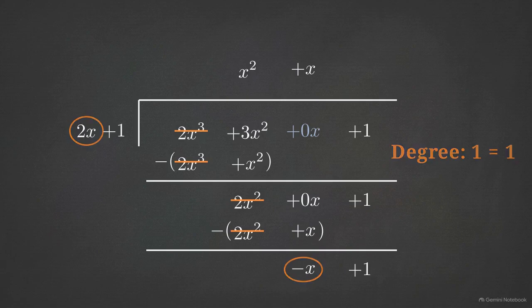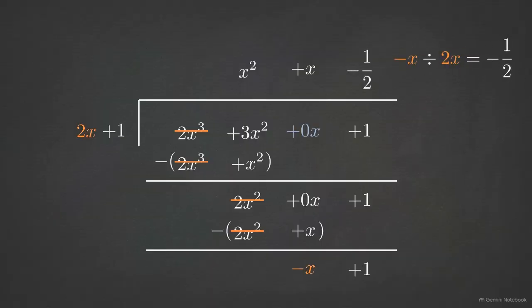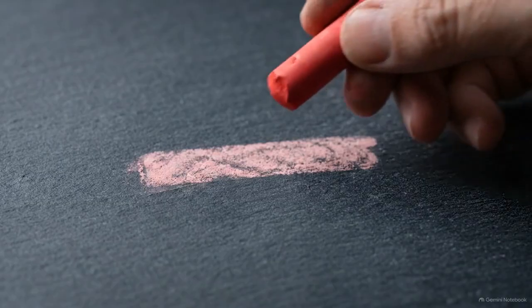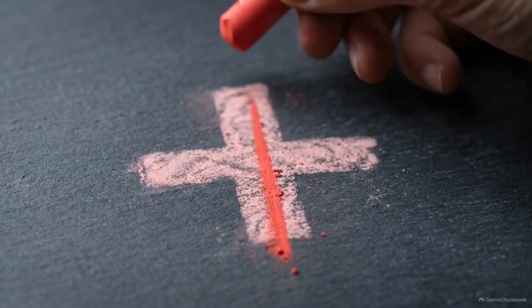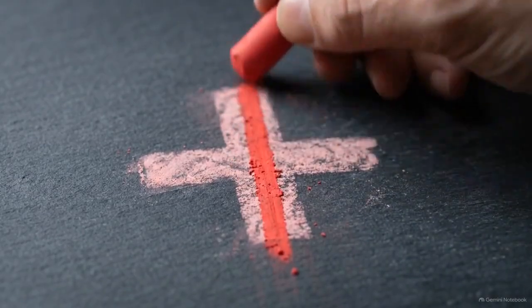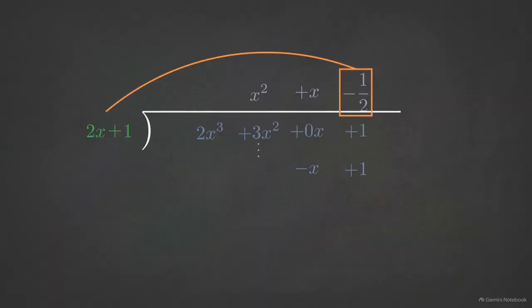We divide negative x by 2x. This results in the constant negative 1/2, which we add to the quotient. This introduces a tricky negative fraction into our multiplication step, which completely changes how we must process the final subtraction. Multiplying negative 1/2 across the divisor gives us negative x minus 1/2.